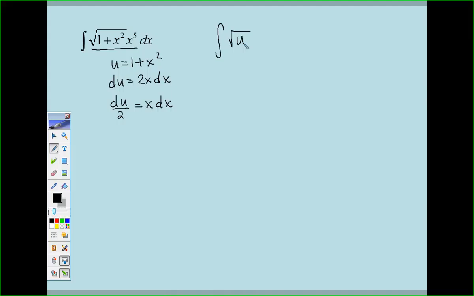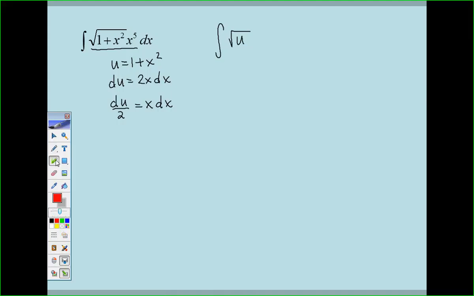Okay, our next example, let's let u equal 1 plus x squared, our inside function. So du would equal 2x dx. And up here I see I don't have to replace a 2, so I'm going to divide by 2. So we'd have x dx. So at this point, let's see what we could replace. We would have the square root of u.